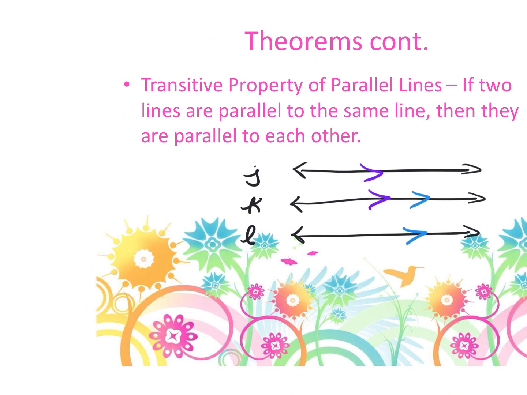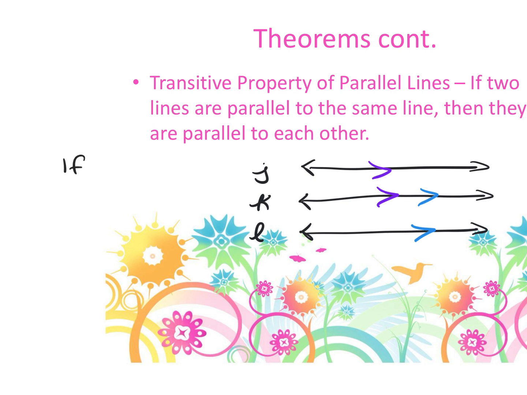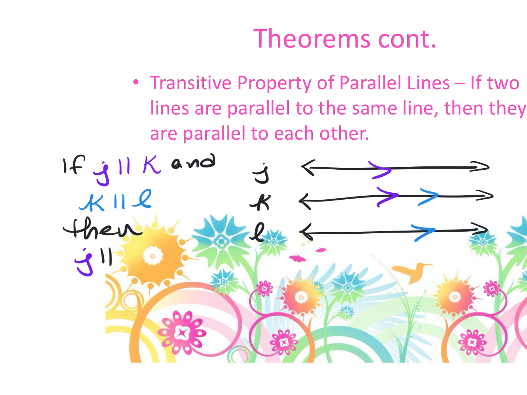So let me write this out in letters here. So you could state that if J is parallel to K, and if K is parallel to L, then you can say that J is also parallel to L. So notice they're both parallel to the same letter. See the overlap here? So then you can conclude that the first one is also parallel to the last one. So that middle part blends together.